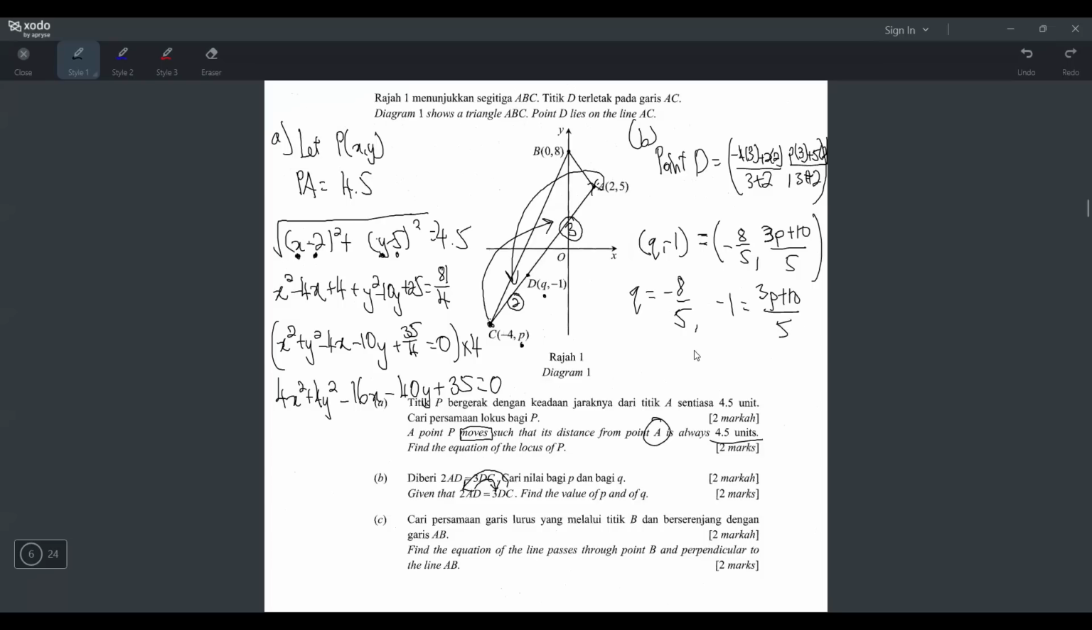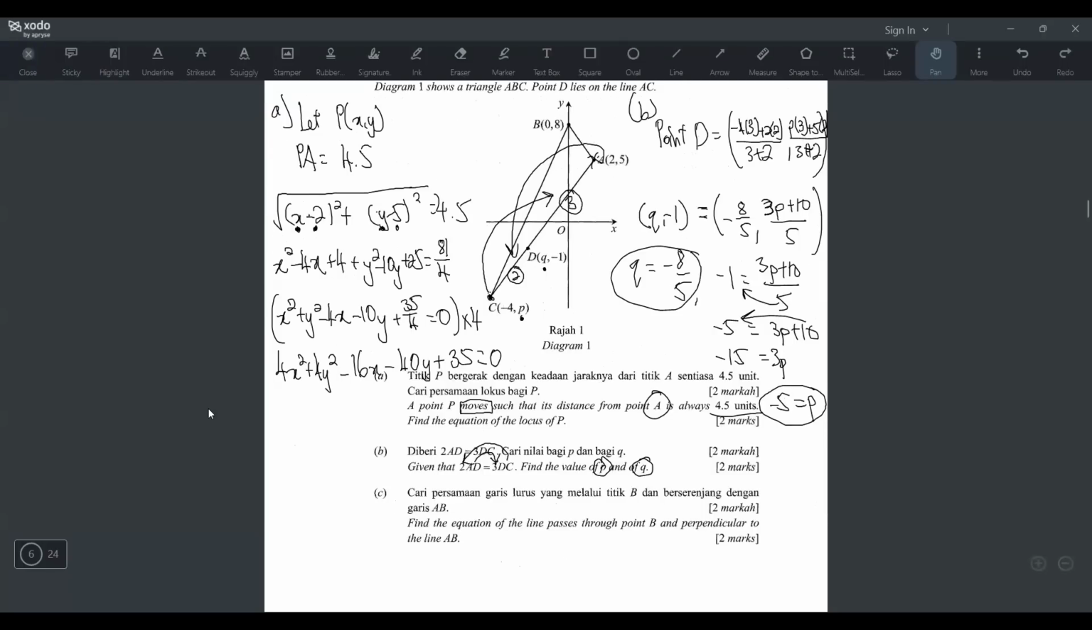And how do you find P? You just move it, just move. But you have to move the 5 first. So 3P plus 10, negative 1 times 5, which is negative 5. And then now becomes 3P, move the 10, become minus 10. Negative 5 minus 10, negative 15. So your P will be negative 15 divided by 3, negative 5. So this is your P answer, and this is your Q answer. And they are asking for P and Q, right? So that is the answer. Done? Okay, let's continue.